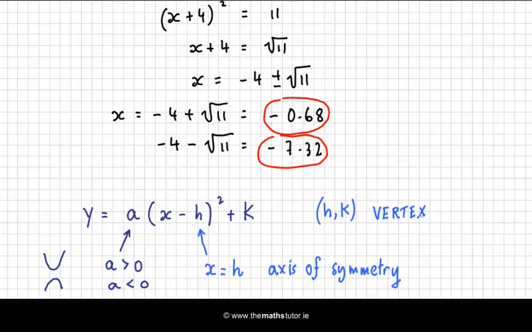So armed with all of that information, we can now draw this function, which we have x plus 4 to be squared equal to 11. So we can sketch this. Let's sketch it.